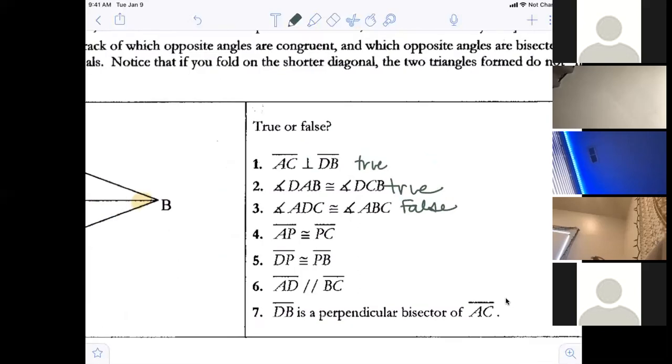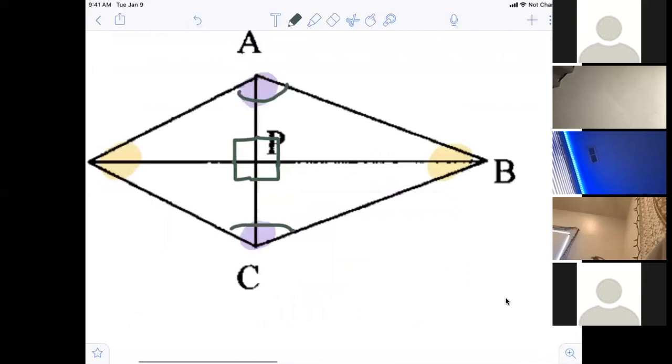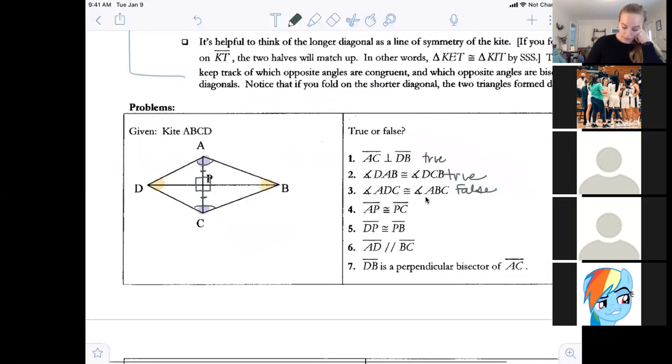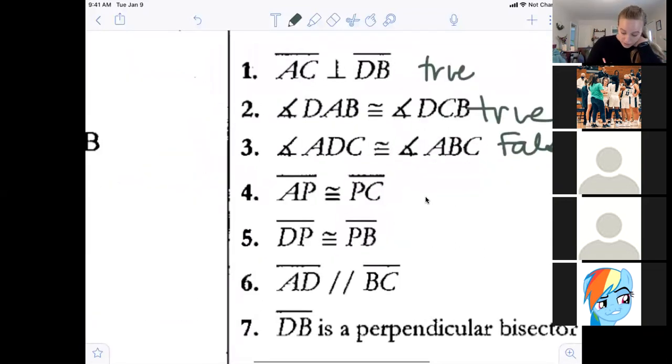What about the next one? AP is congruent to PC. Is that true? That is true. Abby, why do you think that's true? Because line DB bisects line AC. I love that. Great vocabulary. You said they bisect each other, which is even better. That's one of the properties that we learned above. That is a true statement.